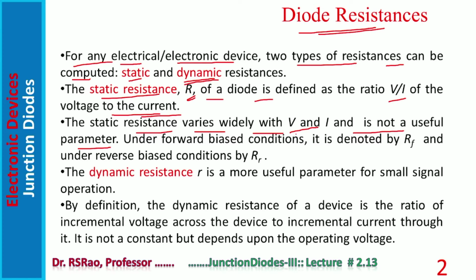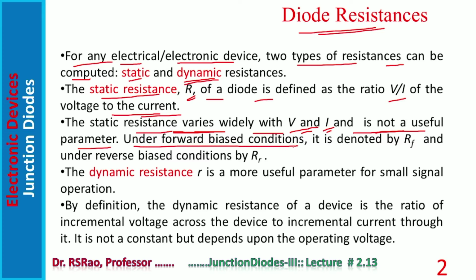What does it mean? At small voltages, the device exhibits one static resistance. At higher voltages, it exhibits some other resistance. At moderate voltages, it may be something different. So static resistance varies widely with applied voltage, and in the same way with the current flowing through the device. Because of this varying nature, it is not a useful parameter.